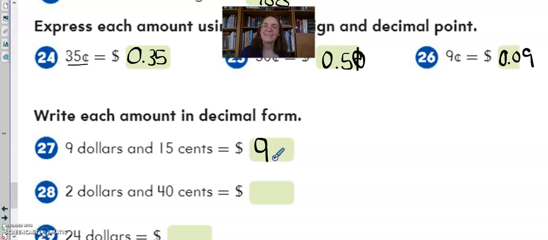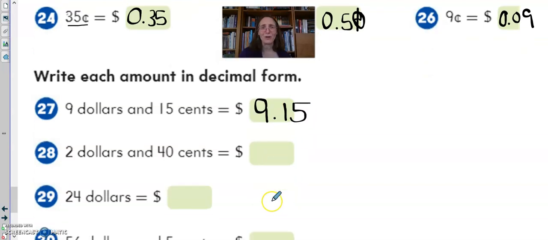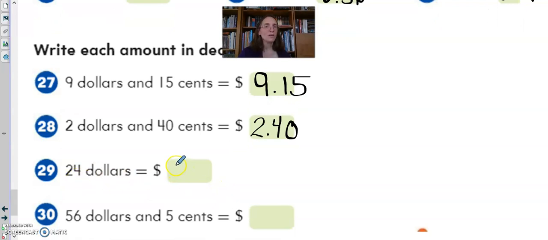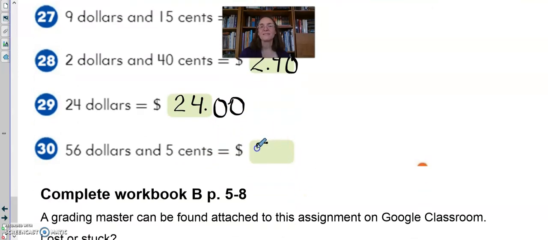$9.15, there's that handy dandy decimal point. And I hope that you're making some connections from money last year. I just did money with my third graders this year. $2.40, 2 whole dollars, the decimal separating the bills from the coins, and 40 cents. And when we're dealing with money, we always put a 0 in the hundredths place. Hundredths place, sorry. $24, you've seen this before. That's enough, but when we're dealing with decimals, you'll often see this written with no dimes, no pennies. $56.05.